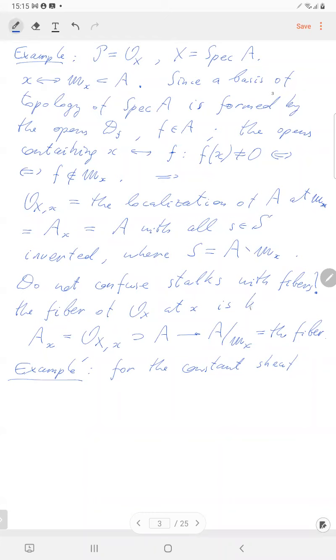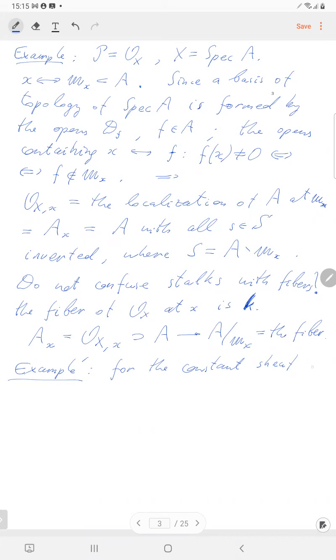Just the base field K. So thank you. Why will the fiber be K? Well, we didn't formally introduce fibers yet. When we introduce them in a couple of lectures, then you will see that it's absolutely clear.